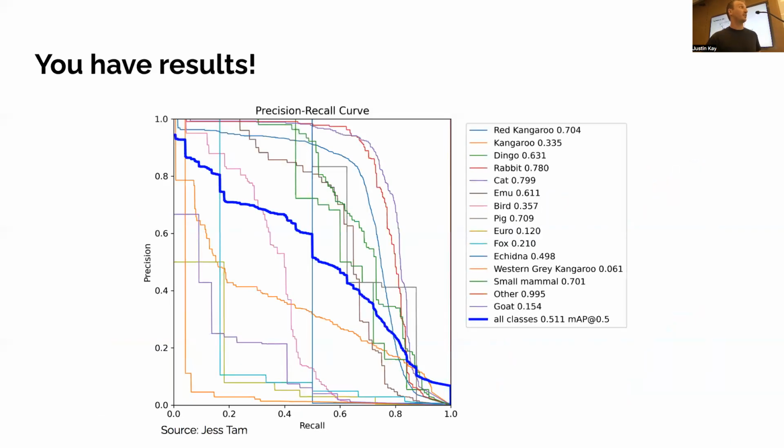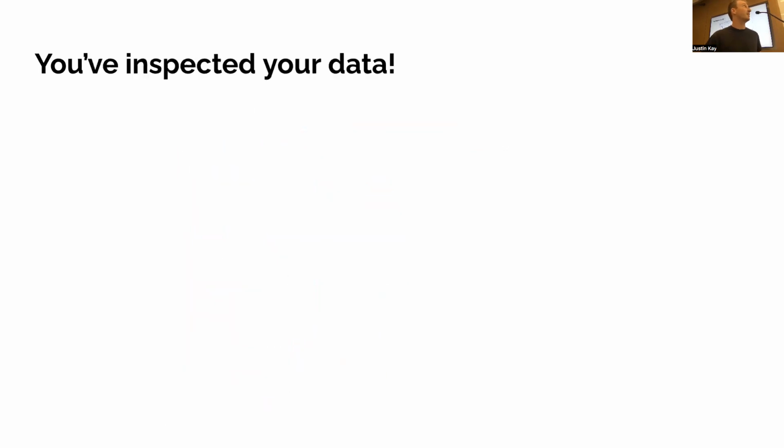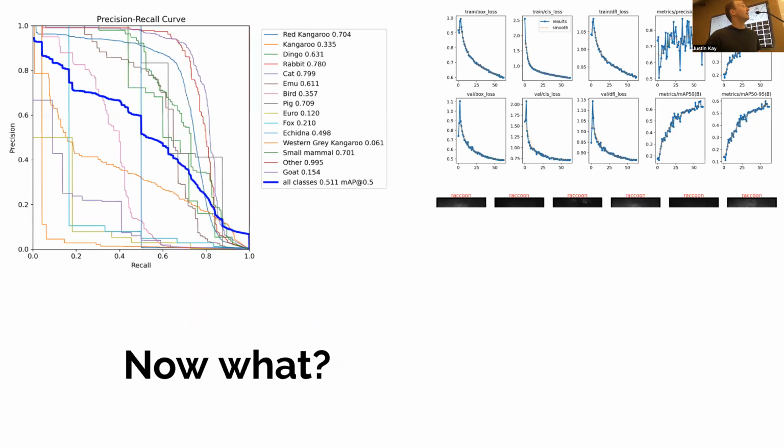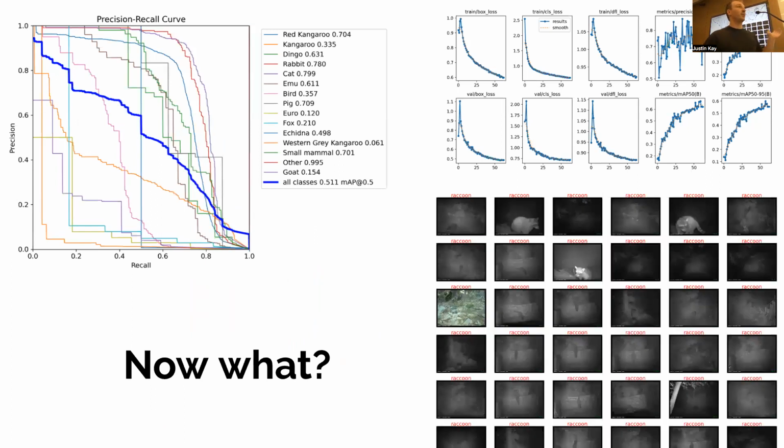You also have results. So you've got some kind of accuracy metrics set up. You know what your accuracy is on different classes. You might be wondering, how do you improve this? You've been inspecting your data to try to figure out how to systematically improve it, to address some of those lower metrics maybe, or just to understand your problem better. And so once you've done all that, where do you go? How do you improve the model? That's what we're going to talk about today.